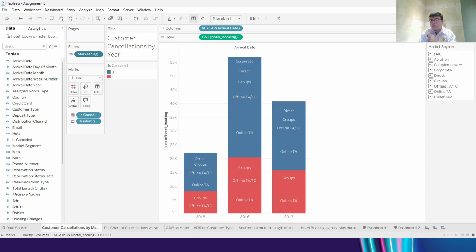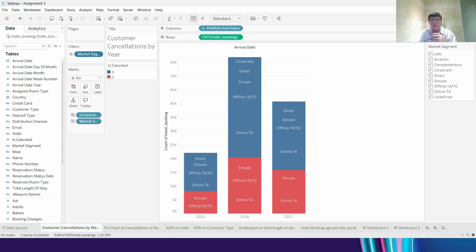For the first research question, how do customer cancellations vary across different time periods and market segments, in this stack bar graph, you can see in the blue is the confirmed bookings and in the red are the cancelled bookings. The market segment is also displayed as labels for both cancelled and confirmed bookings.